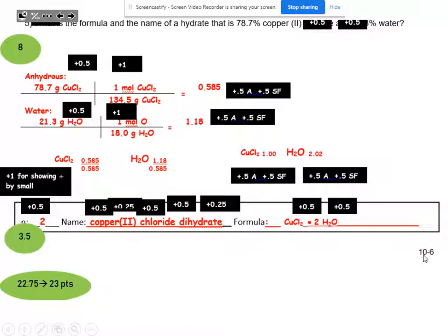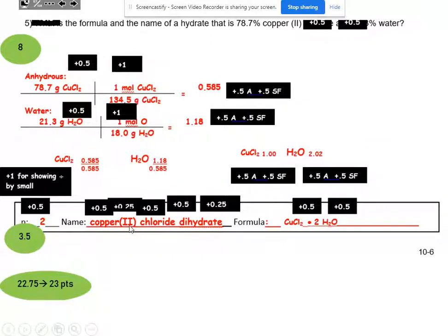For the last one here, you have, once again, a hydrate where they give you the percentage of anhydrous and the water. So then I find the moles. Here, the molar mass of CuCl2 is 134.5 grams. So I get 0.585. The water, 18.0 here, that becomes 1.18 moles. I got to show dividing by small. And then over here I get 1.00, 2.02, N is 2.